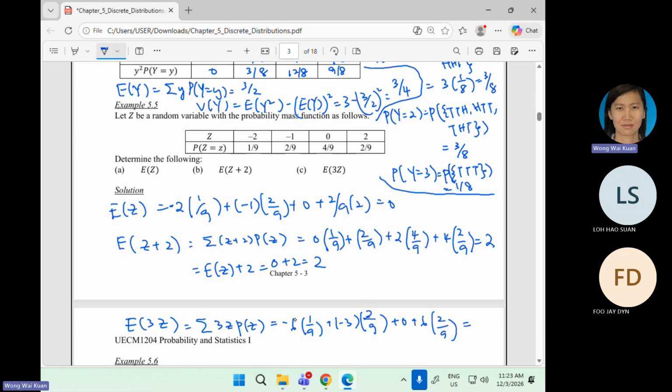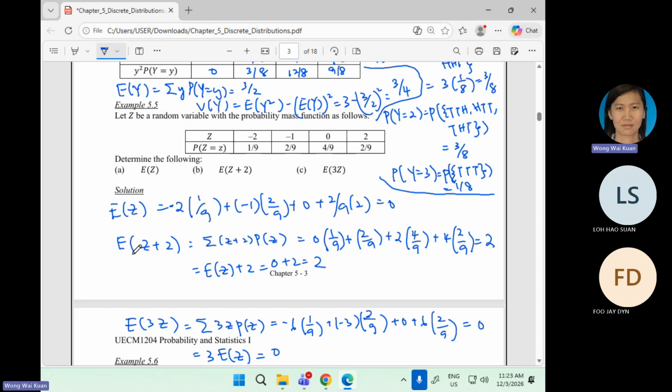Okay, then this is 6, minus 6, then this is minus 6, then this is plus 12. So you have a 0. But theoretically, E3Z, I can take out the 3 and multiply with EZ, right? But EZ is a 0, so I have a 0. Okay? This is to verify that either way will do.